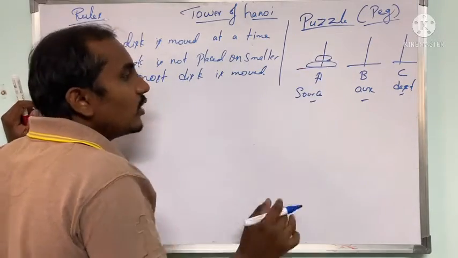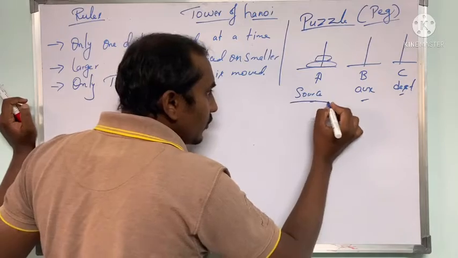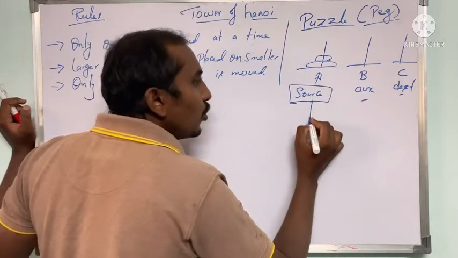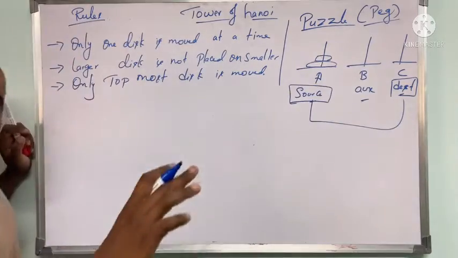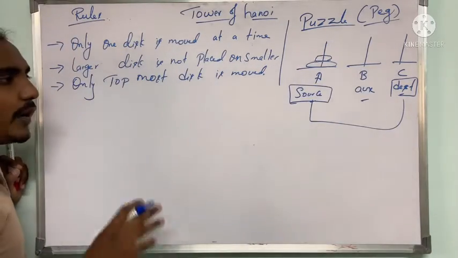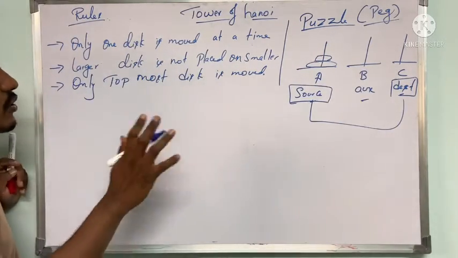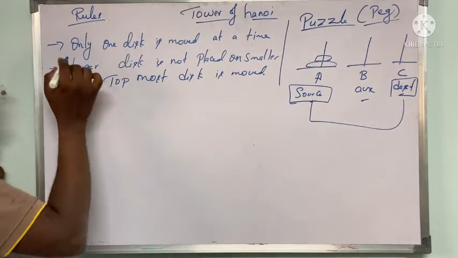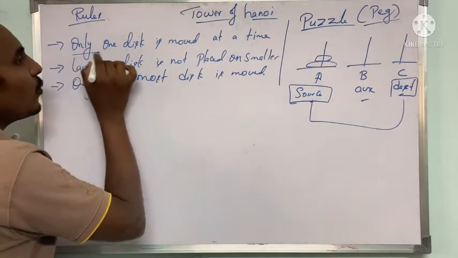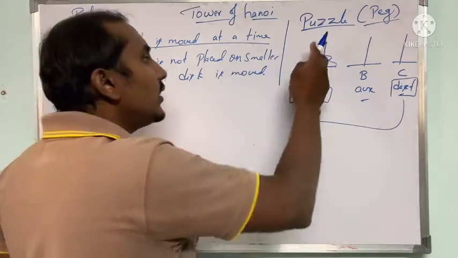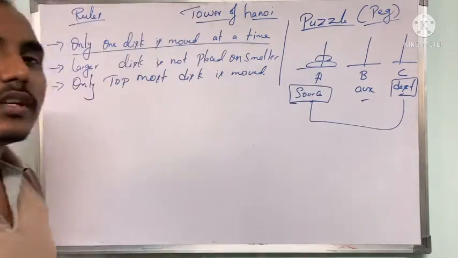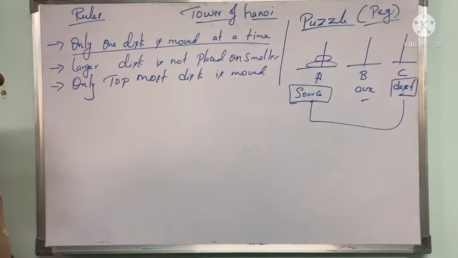The rule is I need to move the disks from source to destination. While moving them from source to destination, we are going to follow a few rules. What are those rules? First, only one disk is moved at a time. So I cannot take both the disks at the same time and place them at the destination.